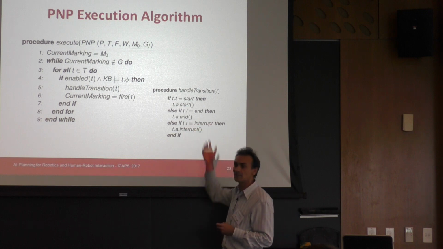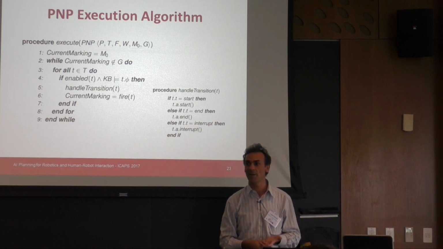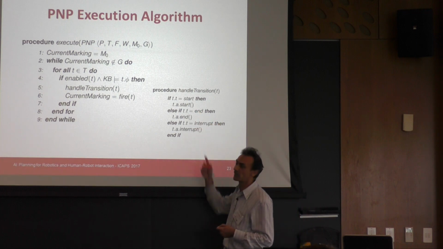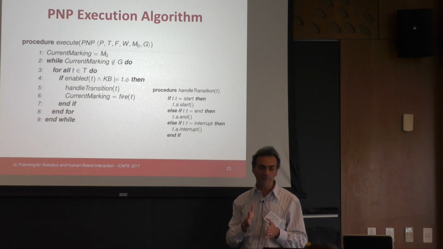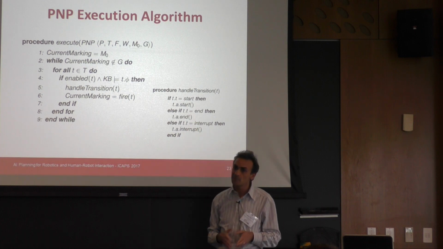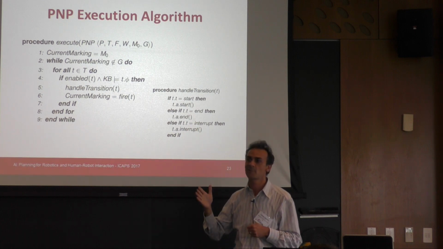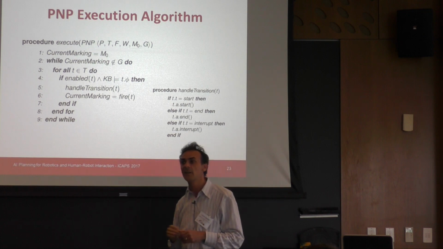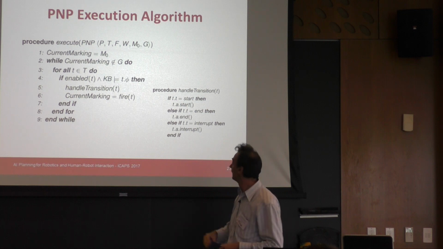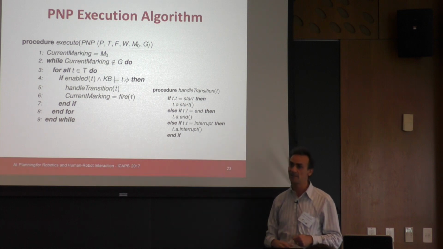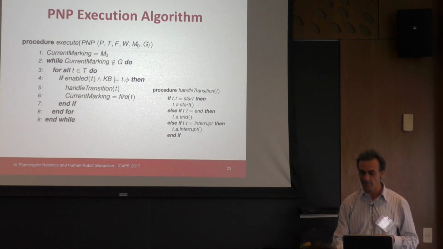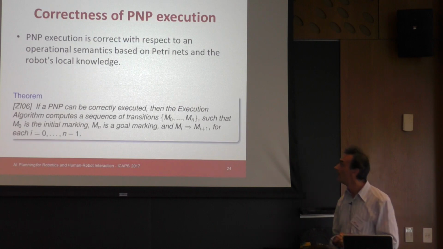What we just add is the handling of some special transitions. The special transitions are the transitions that start, end, or interrupt an action. Okay? So whenever there is a transition, the PNP executor will just check if the transition is a start transition or an end transition or an interrupt transition, and it will send a proper signal to the action to be started, ended, or interrupted. Okay? So very simple, but also very effective, very clear. You usually understand what's going on.